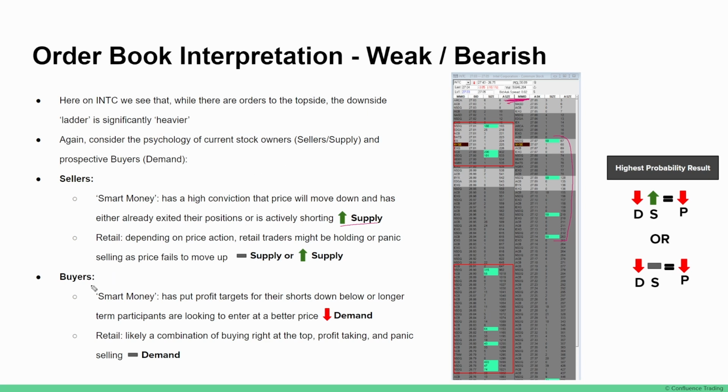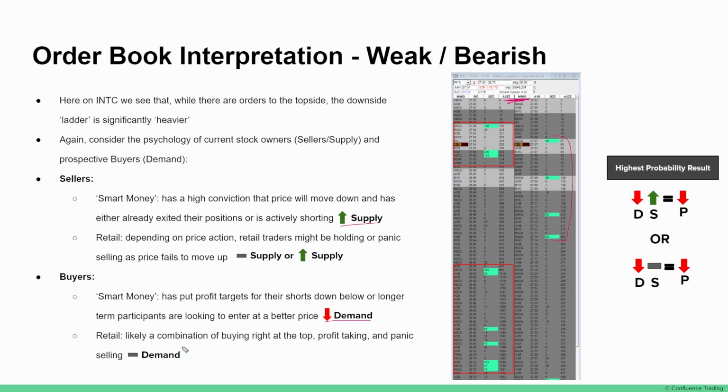On the flip side, you have the buyers, right, that have already stacked on the bid. And so you have the smart money, which has put profit targets out for the shorts that they're executing up here, or they are looking to enter at a better price because they're kind of a longer term participant, maybe a larger fund or just a larger individual participant, and so they're willing to enter on limit orders. So again, these are either profit targets for shorts or longer term participants that want to enter at a better price. Either way, for the current price levels, we get a clear decrease in demand.